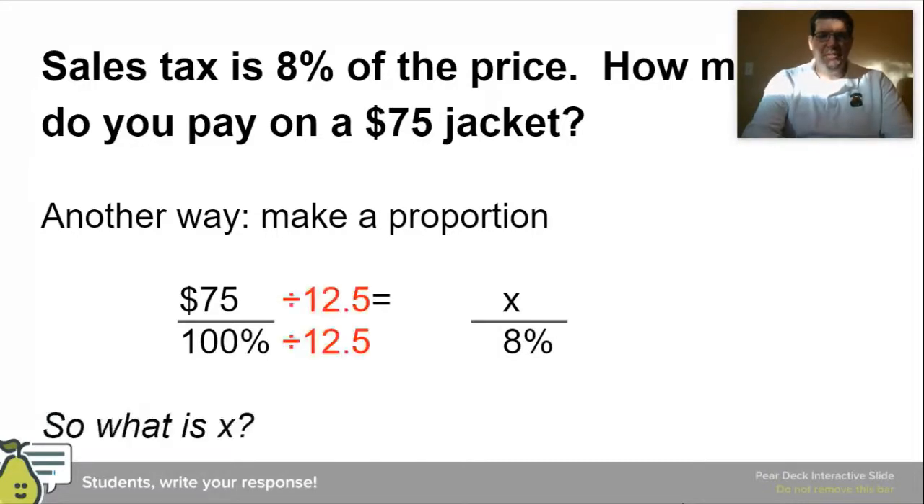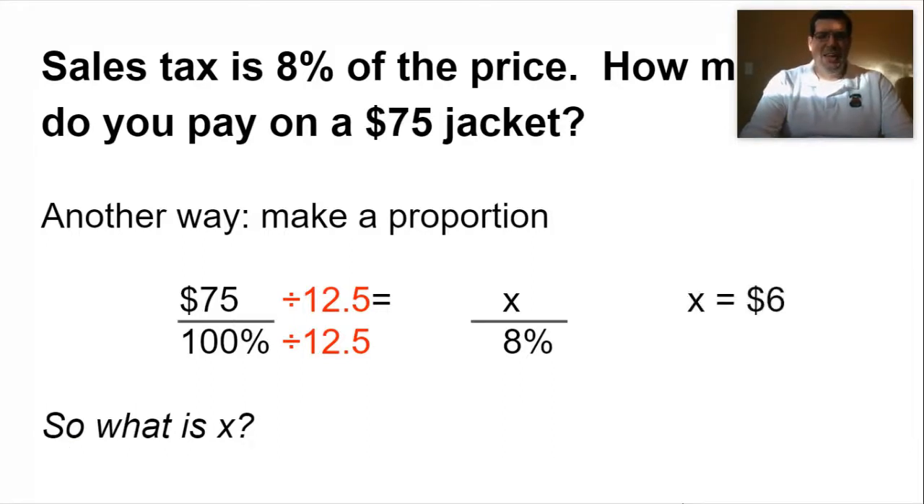Scale factor should be dividing by 12.5. You might have also said multiplying by 0.08. That is also an acceptable scale factor. So what do I do to find X? I would do 75 divided by 12.5, or if you did it the other way, 75 times 0.08. Either way, the answer should be the same as what we got last time. Try it on a calculator. It is the same. X equals 6. Pause the video and try that on a calculator if you need to.